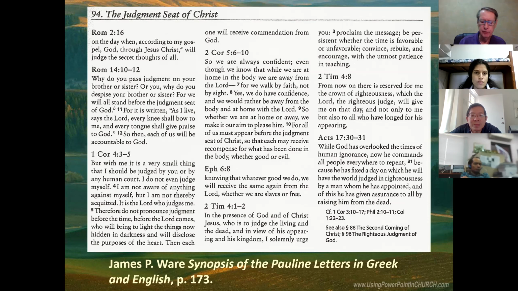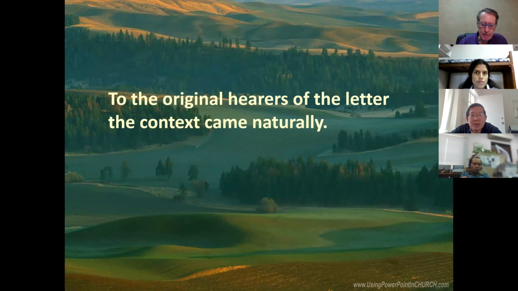The next larger context then is the entire New Testament. And then the next larger context is the whole Bible. Now, remember that Paul expects the people in the Corinthian church not to read this letter, but to hear it. They automatically heard this passage in context. They didn't have the luxury of sitting down and reading the book of 1 Corinthians.